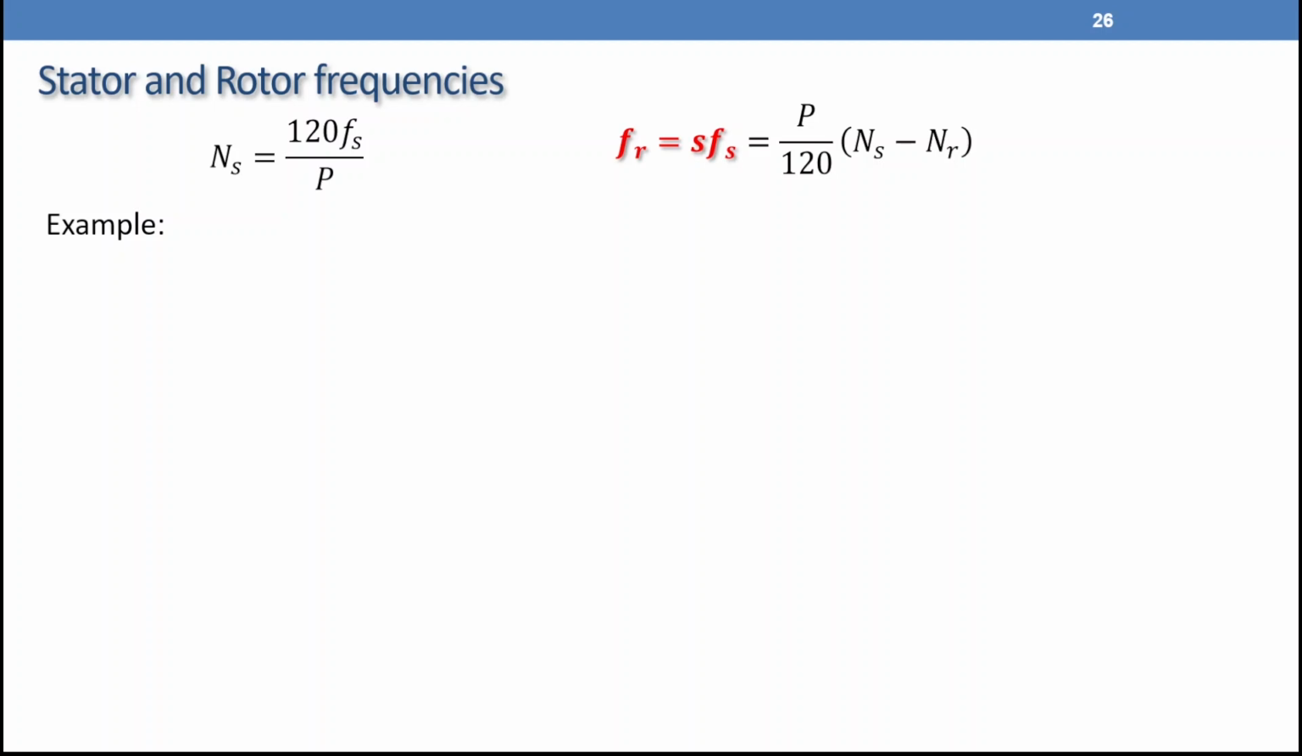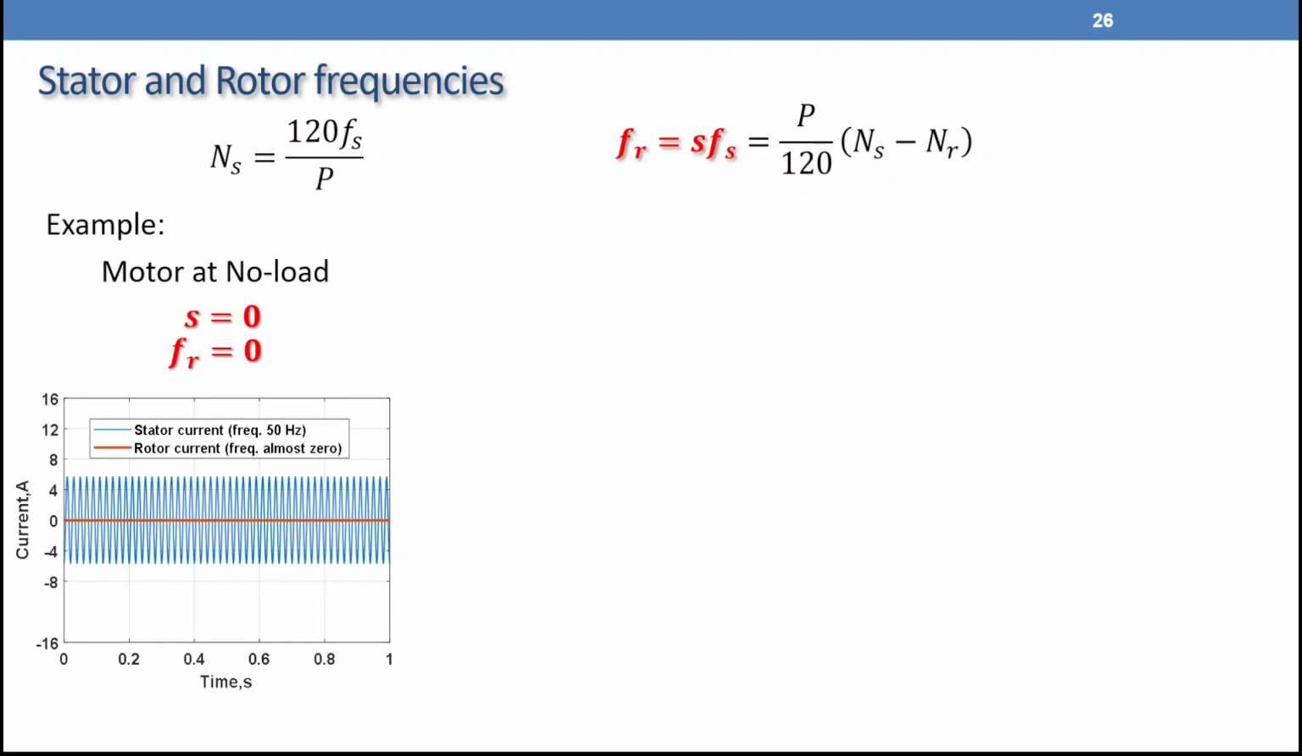I simulated one of the machines using MATLAB Simulink. We are going to speak about simulation later. But now here I simulated this machine at different instances. For the first one at no load, we have the slip equals 0 and Fr equals 0. So this means the induced voltage in the rotor bars is 0 and there is no current in the rotor.